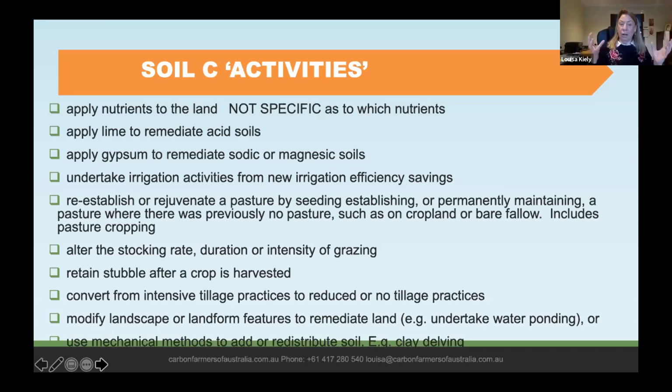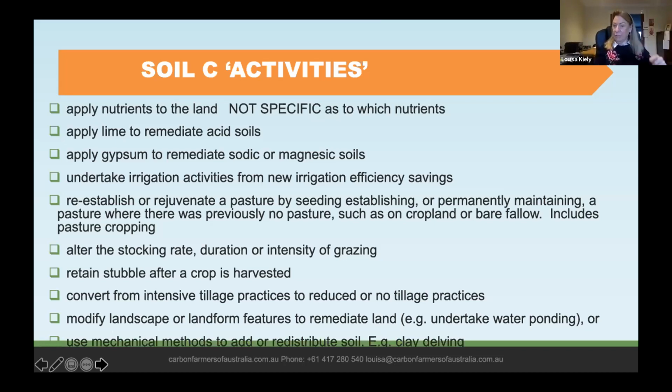If you apply lime, you do need to account for the emissions. If you said to me, well, my new activity is I apply 50 kg of nitrogen per hectare per year, and what I want to do is apply 100 kg of nitrogen, because that will surely get me more biomass above the ground, more biomass below the ground. I would say that's fine, but I have to account for the nitrous oxide that leaches from the nitrogen fertilizer that you put on the ground.